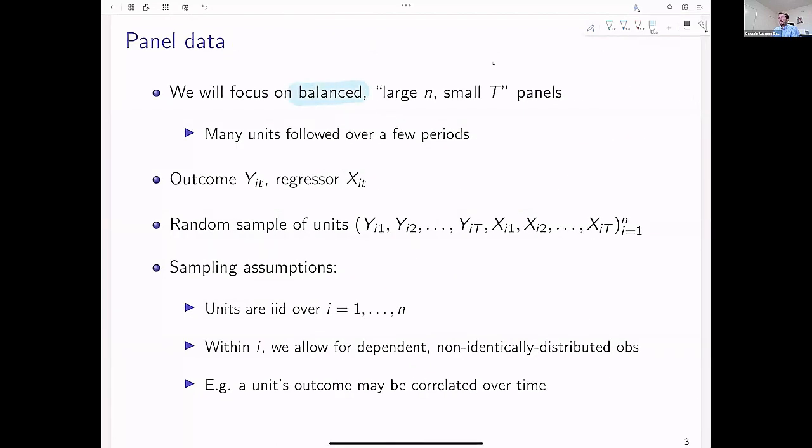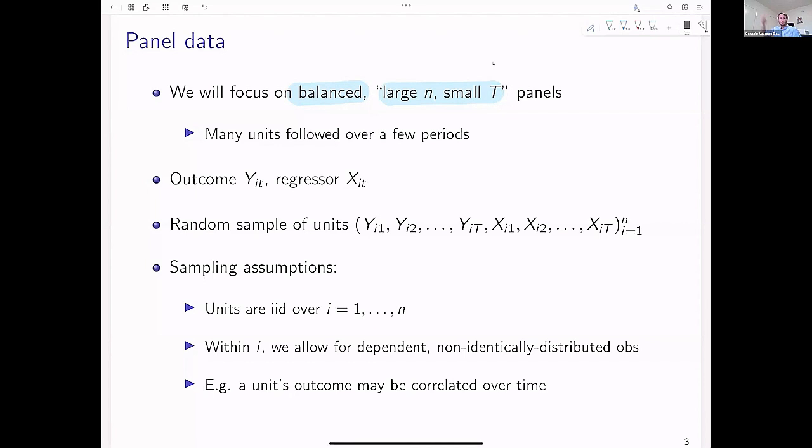And in fact, we will focus on what we call a large n small t panel. What does that mean? Well, we're going to have many units over, quote unquote, a few time periods. This is basically what you have when you work with micro data. For example, maybe we have something like 500 counties followed over 5 time periods, or something like that. Or maybe we have 10,000 households in 20 months or something like that.